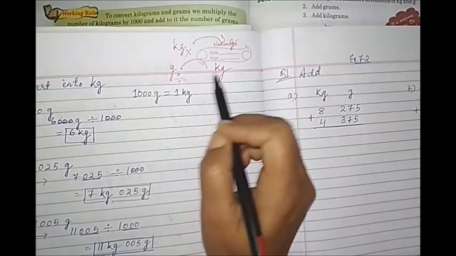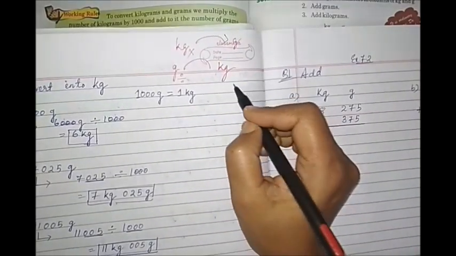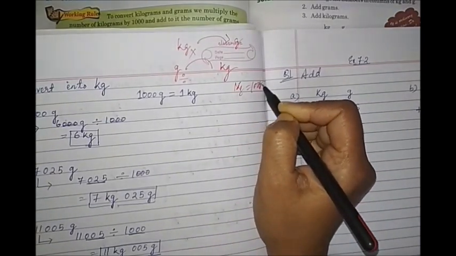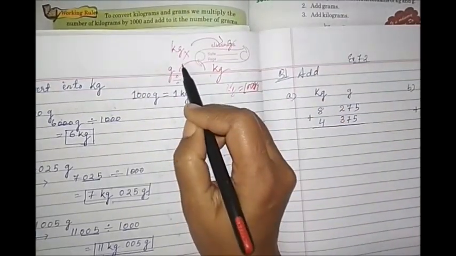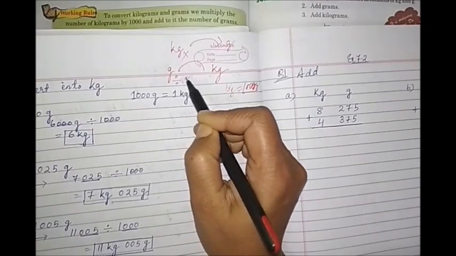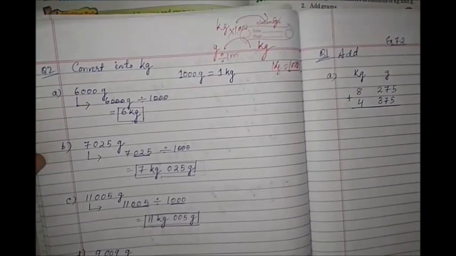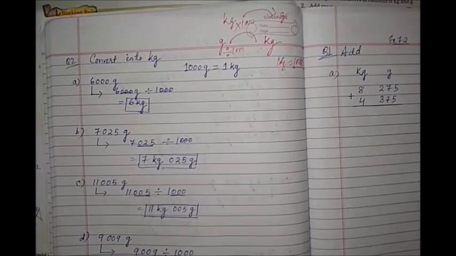And what is the relation between gram and kilogram? 1 kilogram is equal to 1000 gram. Okay, so when you are dividing, divide by 1000. When you are multiplying, multiply by 1000. So now see, convert into kilogram.